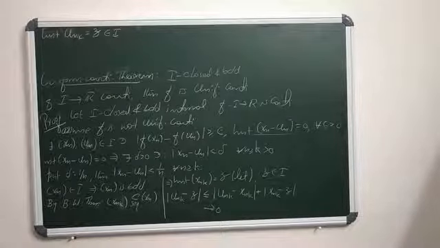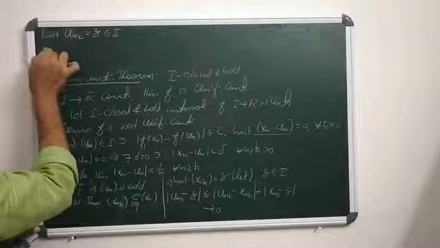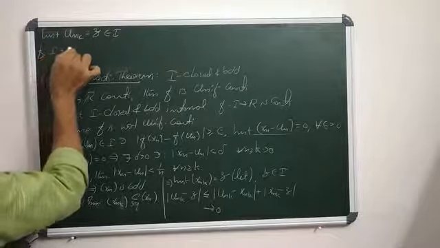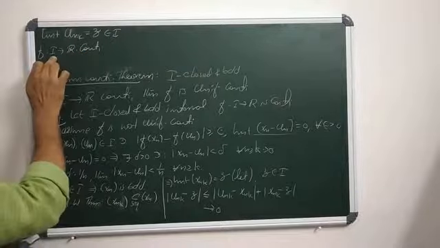So the limit of u_nk equals z. Now, what is f? f from I to R is continuous. This is our statement: f from I to R is continuous, which means f is continuous on I.